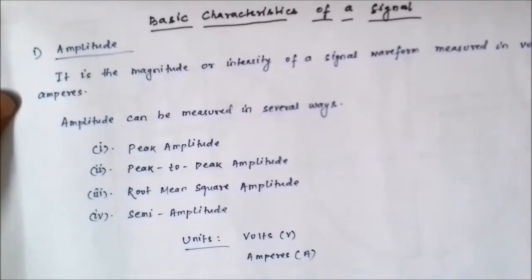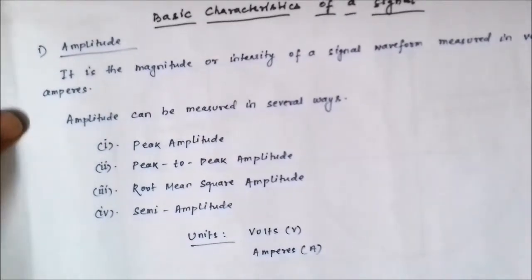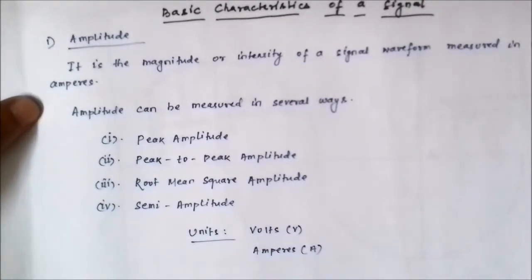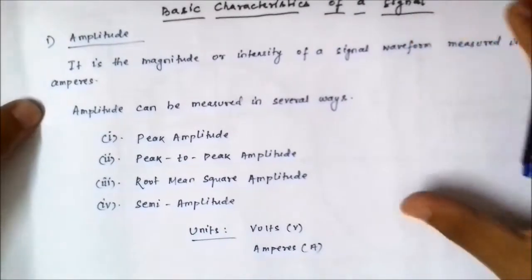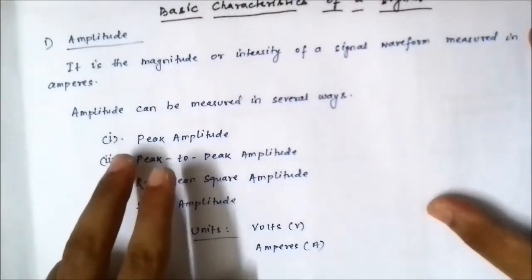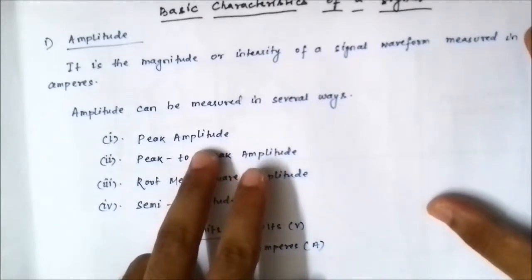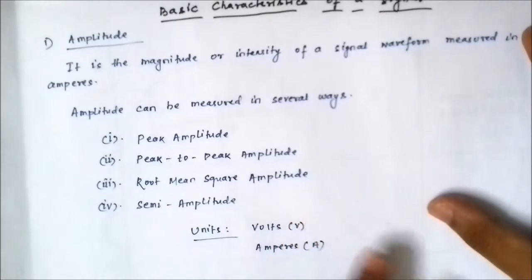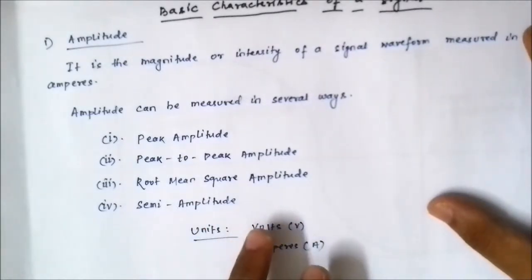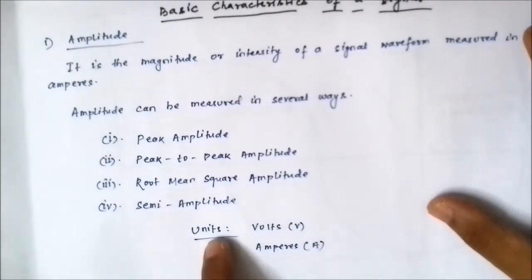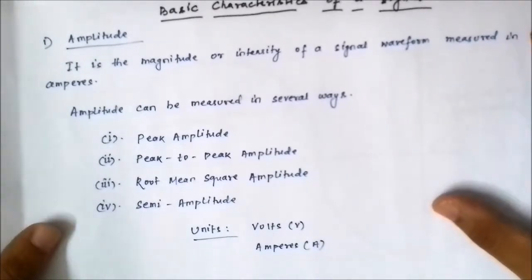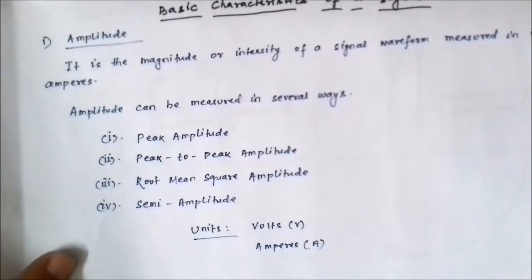Now, amplitude can be measured in several ways. Here are some of the ways in which amplitude can be expressed. First is the peak amplitude. Then we have the peak to peak amplitude, then the root mean square amplitude, and then the semi amplitude. As I said, the unit of amplitude can either be volts for a voltage signal or amperes for a current signal. So let us see how the amplitude of a signal is measured.